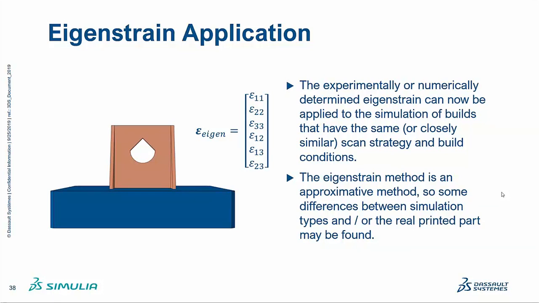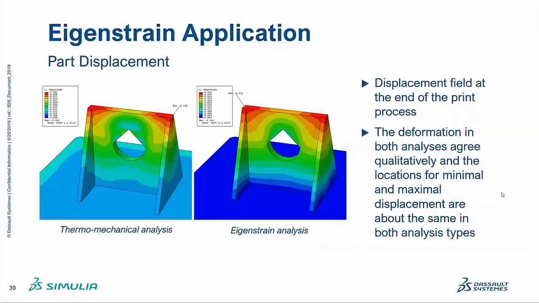real-sized model. That does not necessarily have to be a one-on-one thing, because the eigenstrain method itself is approximative, so there may be some difference. Since I personally think that is important to keep in mind, we'll look at two examples here. The first one is this little structure, and in this case we can see the comparison between the thermomechanical analysis and the eigenstrain analysis of the same part, where we use the previously discussed numerical approach to obtain the eigenstrain tensor.